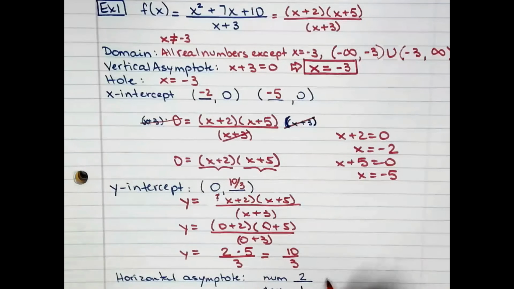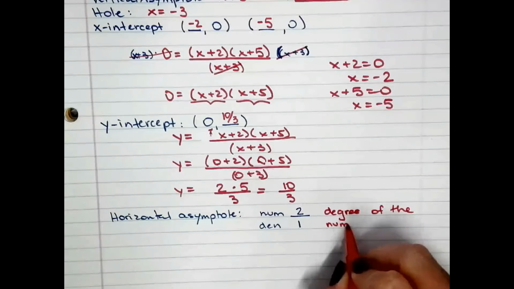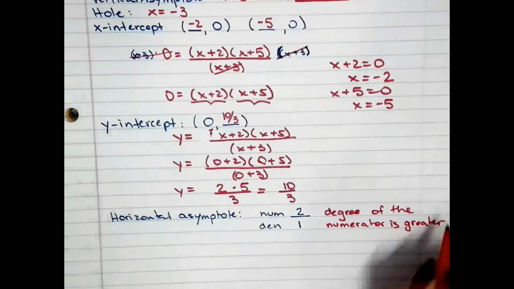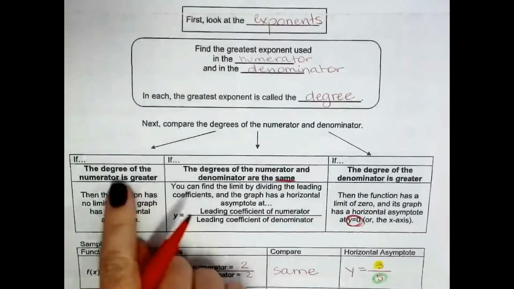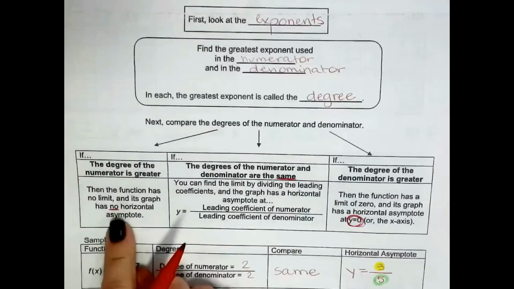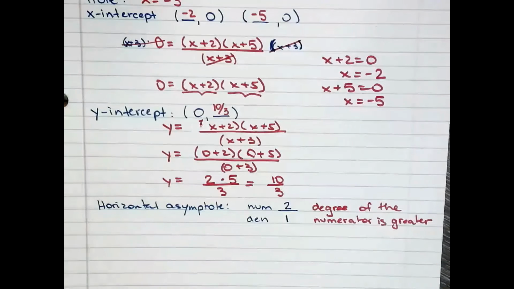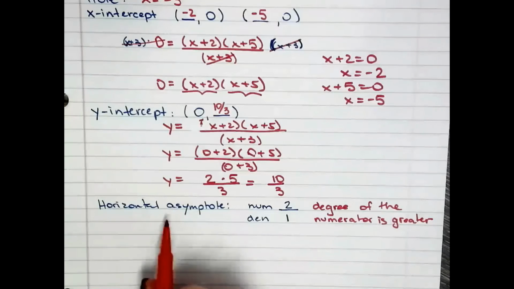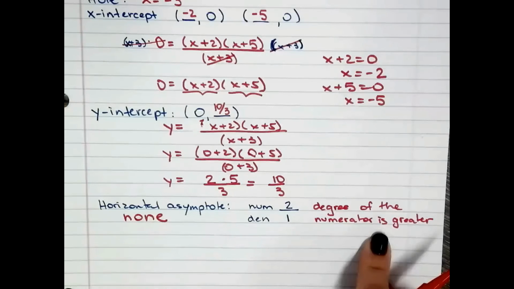So 2 is greater than 1. That means the degree of the numerator is greater. When the degree of the numerator is greater, then I look over here. The degree of the numerator is greater. So that means I don't have a horizontal asymptote. And you're like, hey, I did all this work for nothing. So the horizontal asymptote is none because the degree of the numerator is greater.